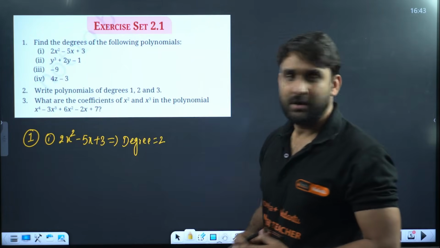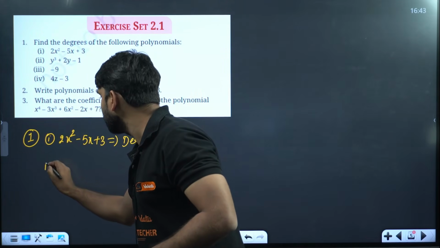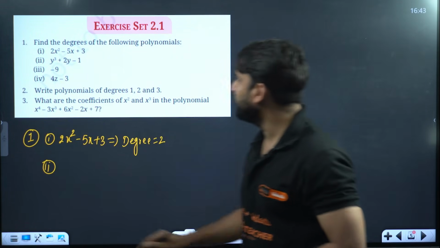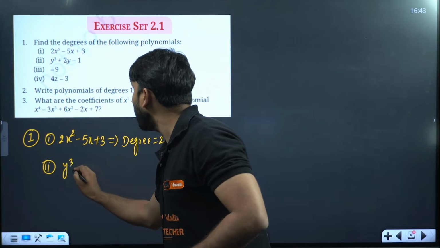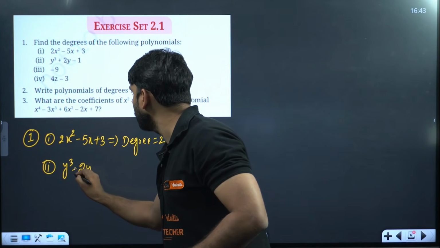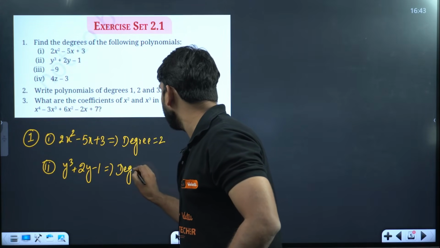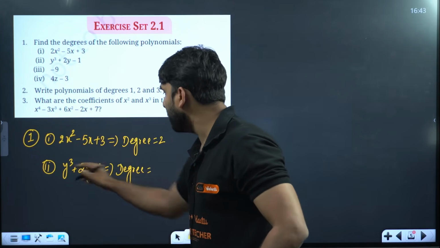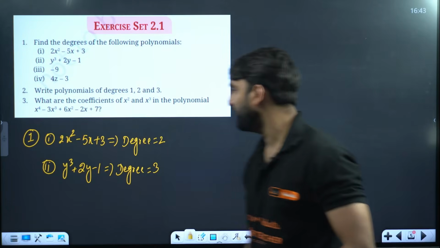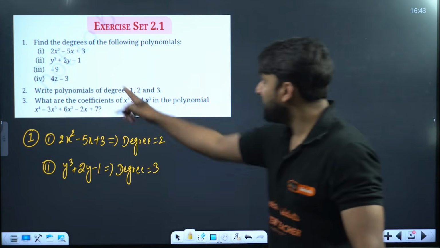Answer. Now the second question. The second question is y cube plus 2y minus 1. So what will be the degree? The degree will be y cube, so 3 will be the degree. Highest power is 3. This is the degree here. Now moving to the third question.